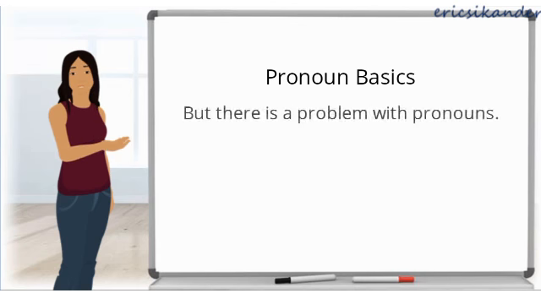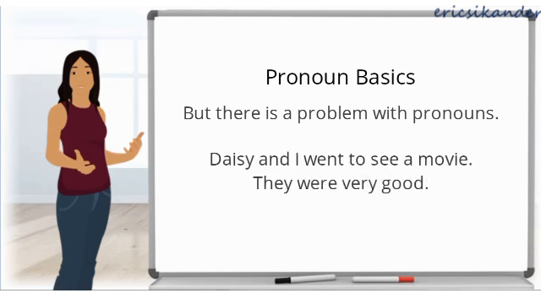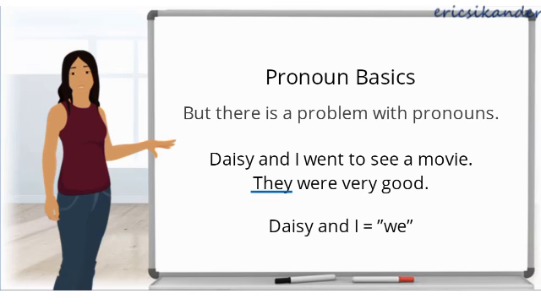But there is a problem with pronouns. Here's an example. My cousin Selena was on vacation. She wrote me a letter. Here's what it said. Daisy and I went to see a movie. They were very good. I was very confused. What does they mean? Daisy and I are a we, not a they.